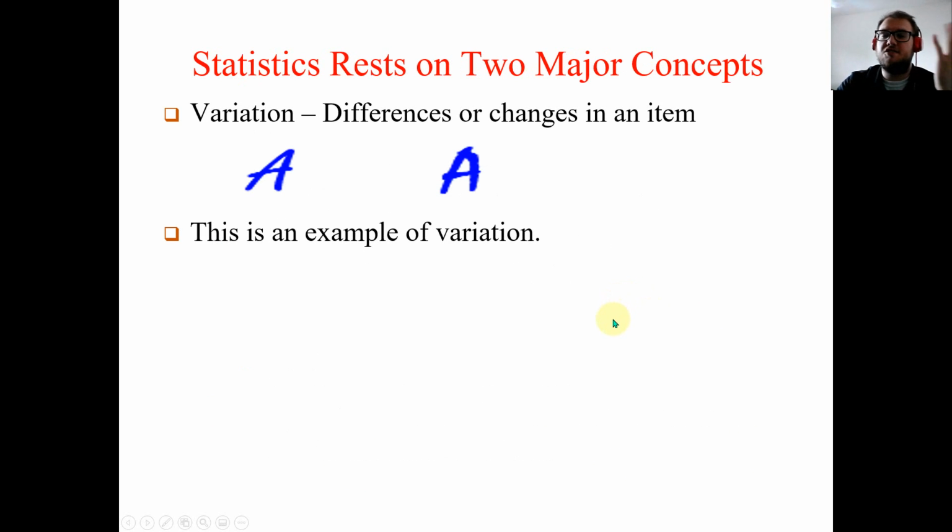So stats rests on two major concepts. The first one is variation, the differences or changes in an item. You can see between these two A's here, this one varies from that one. This one seems to be a little bit more slanted on the left side, while this one is slightly slanted but more upright. And this one goes more straight like a line, which is comparable to this one. And this one looks a little bit more messy, and this one looks a little bit neater. So that's an example of variation.